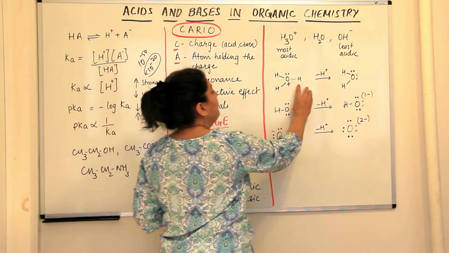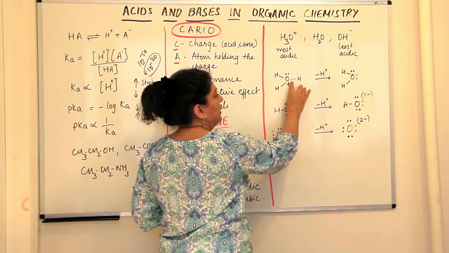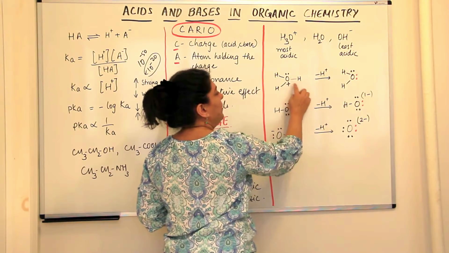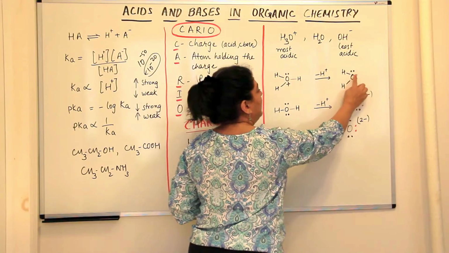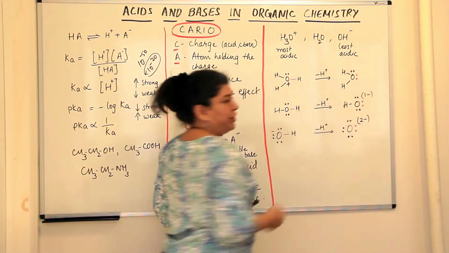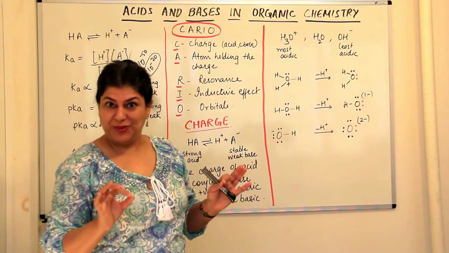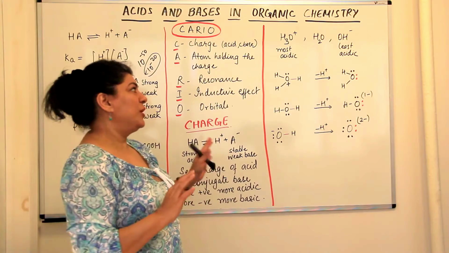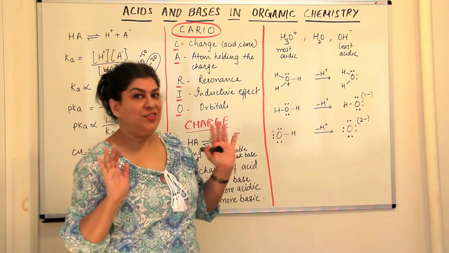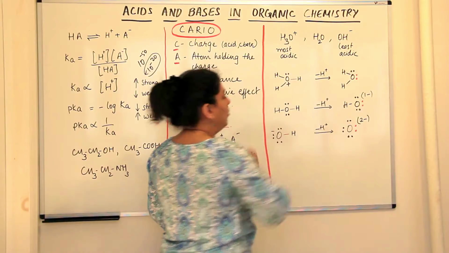So when hydrogen H positive is removed from here, these two electrons, the red line, become a lone pair of electrons. So you have H2O, and the lone pair of electrons forms a water molecule. Water molecule is a neutral molecule, right? So what is the charge on it? The charge is 0.